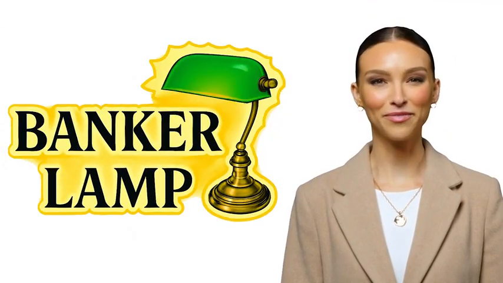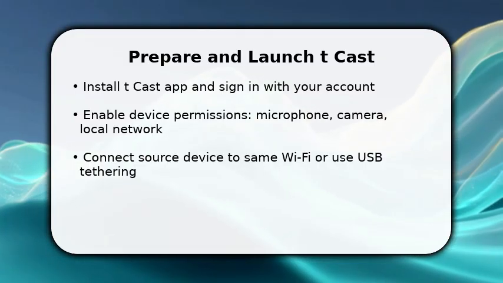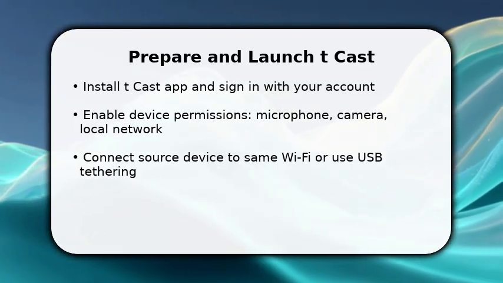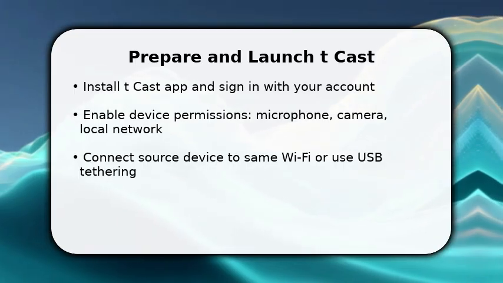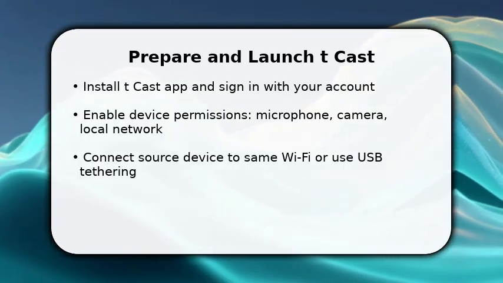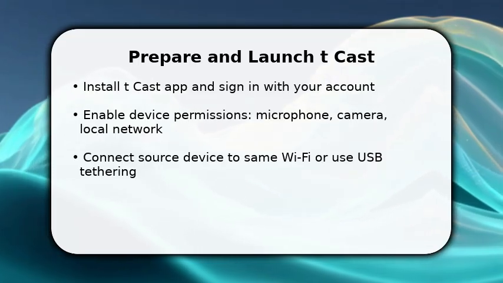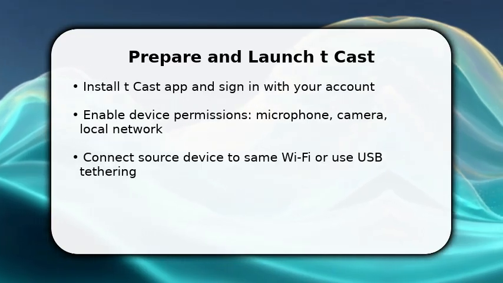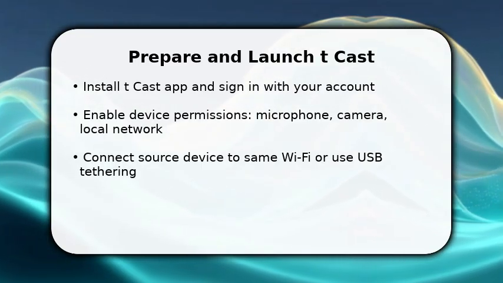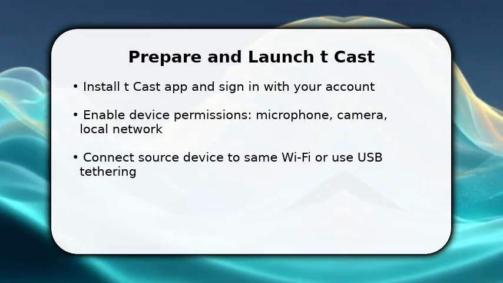Please enjoy the video. You start by opening TCast and signing in so your account is active. Next, grant microphone, camera, and local network permissions. Without them, streaming won't work. Once done, connect the source device and the casting target to the same Wi-Fi or enable USB tethering for a direct link. Make sure codecs are supported on both ends so you don't hit format errors.